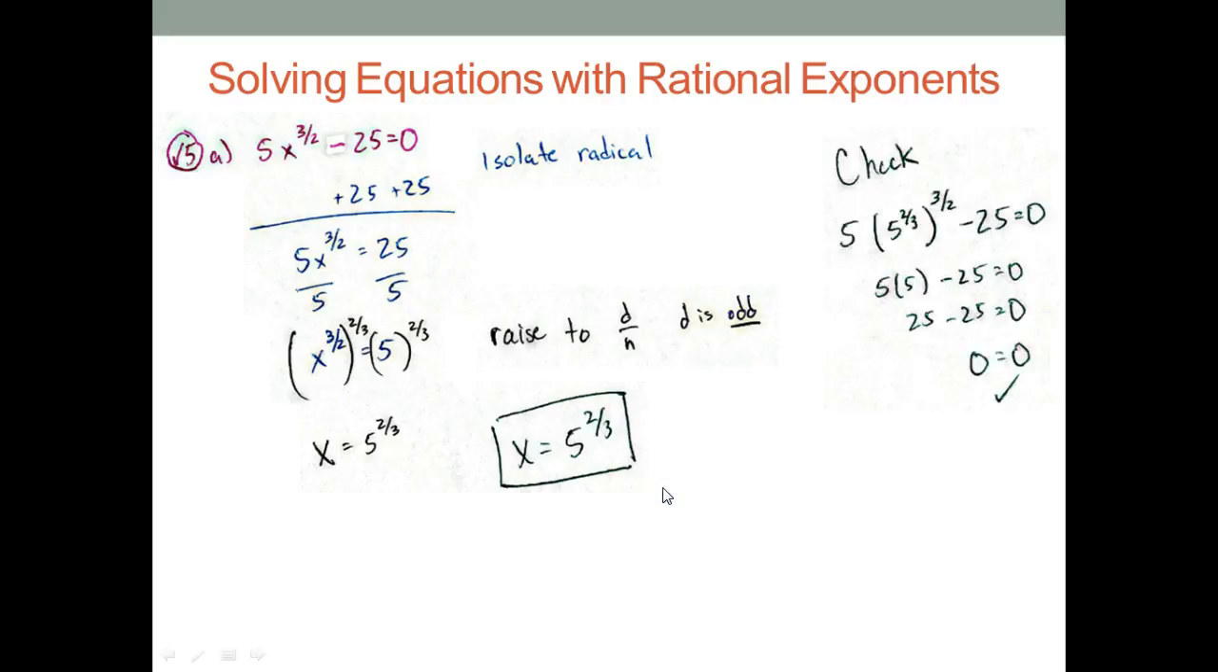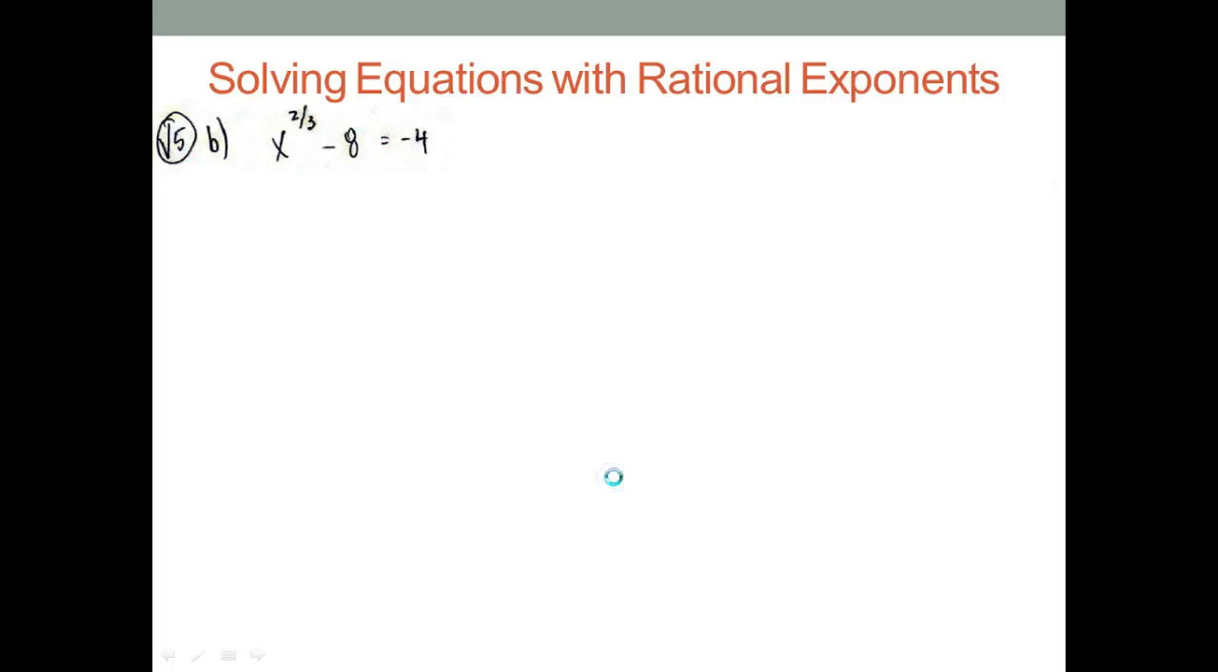Now I do got to check this, so you see me plug this back into the original equation. And again, this seems really awkward, but remember that this is just multiplying by its reciprocal, so this just becomes 5. Because when you take the power of a power, you multiply the exponents and they cancel to 1. So yeah, 25 minus 25 is equal to 0, so my answer is absolutely 5 to the 2/3.